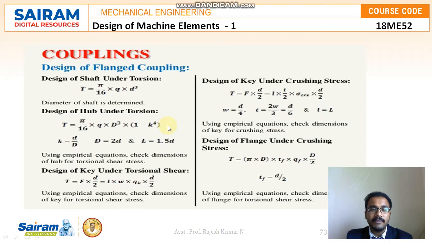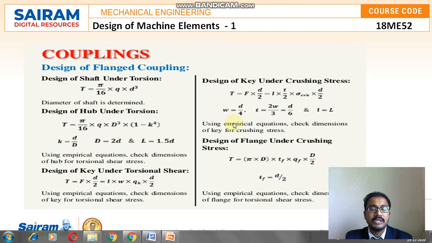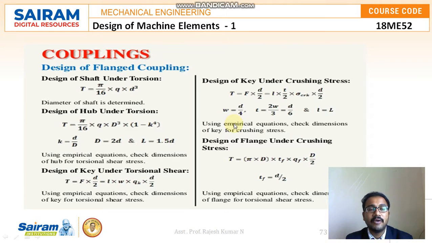So first we will see the design procedure for the flange coupling. First one is we will have to find out the diameter of the shaft, which is very important. So by using the design of the shaft and the torsion formula, that is T is equal to pi by 16 into Q into D cube, where the Q value and T value are known. From this, we will be finding out the diameter.